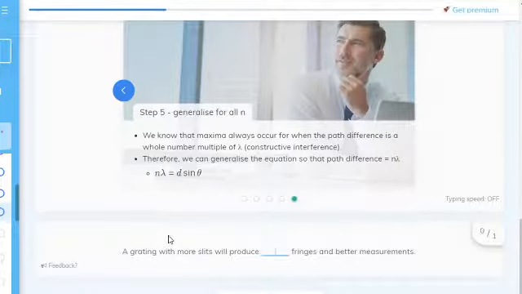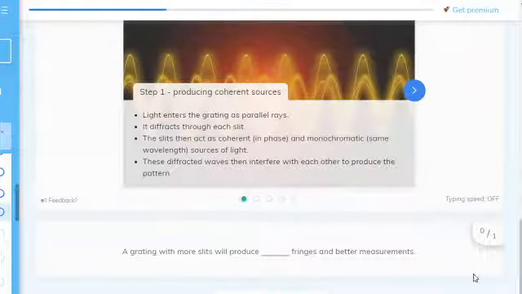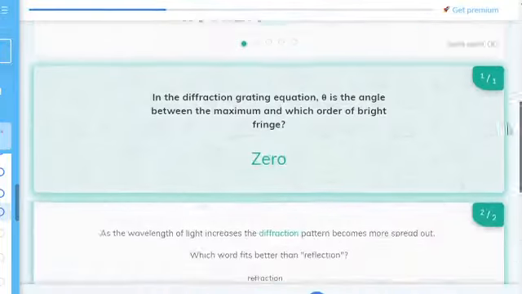A grating with more slits will produce more fringes, or fewer fringes, longer, shorter, more spread out fringes. A grating with more slits will produce... it wouldn't be greater fringes, would it? A grating with more slits will produce something fringes.